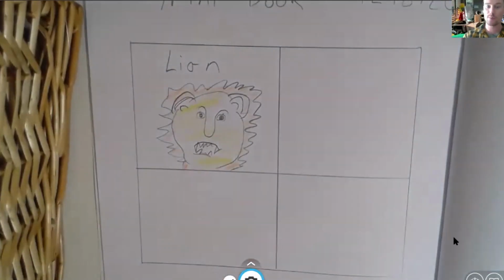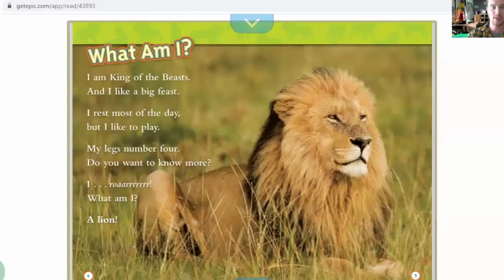So once you've drawn your picture in your first square, maybe you want to go back and have a look at the book for facts. Now facts, let me write that down for you. Facts, F-A-C-T-S. It's so hard to draw. Okay, facts. Maybe let's close up that A there. So facts are things that are true.